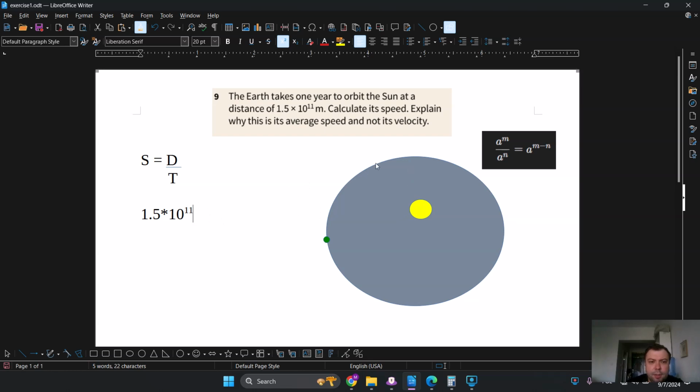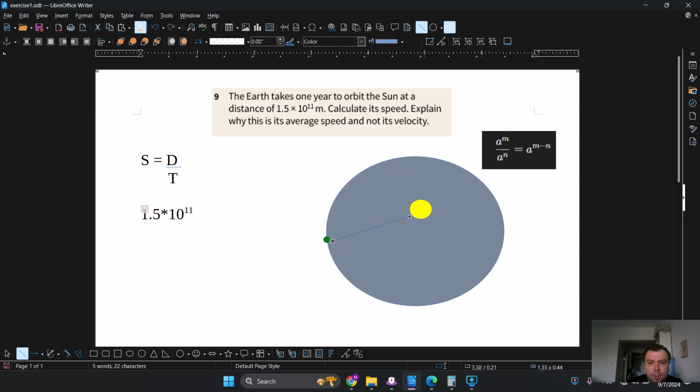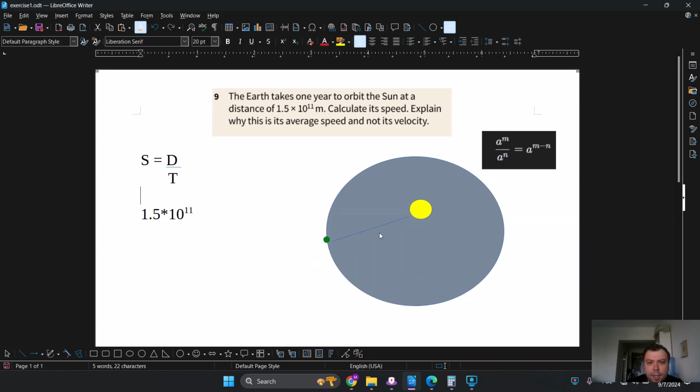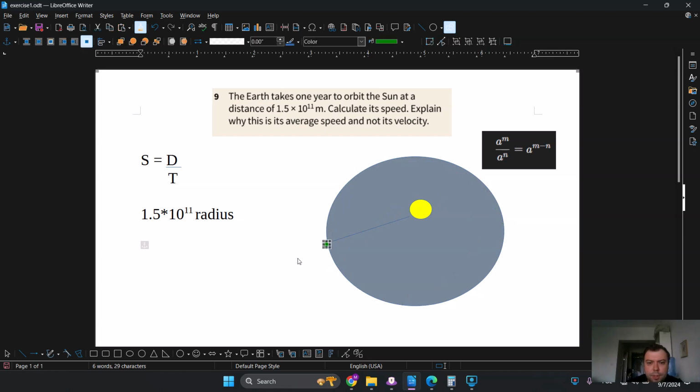The total distance is the circle, right? Actually, the Earth's orbit is an ellipse, which is quite close to a circle. So we may assume that it's like a circle, but what they provide us here with is just a radius. So we can represent the radius as this line. So this distance, 1.5 times 10 to the power of 11 meters, is a radius. And if we need to know the total distance, because this is our Earth, it goes around, it needs to follow this distance.